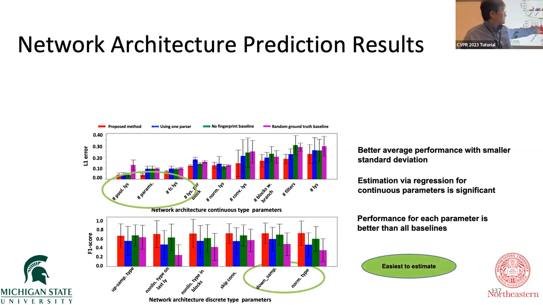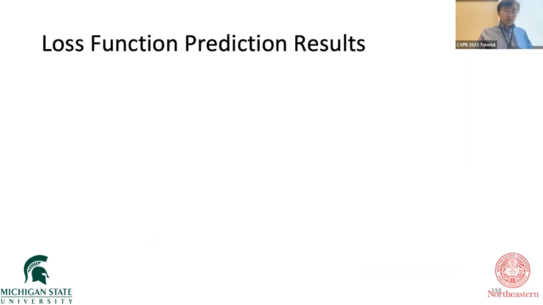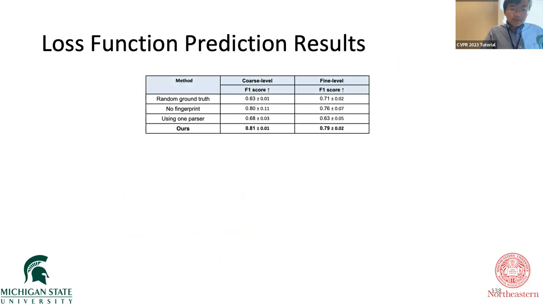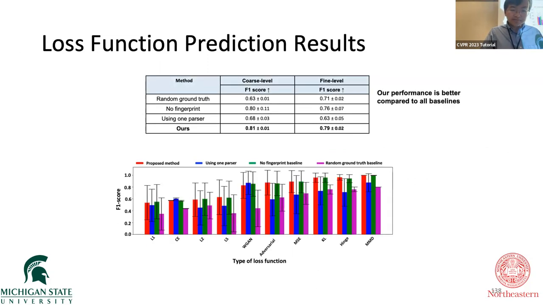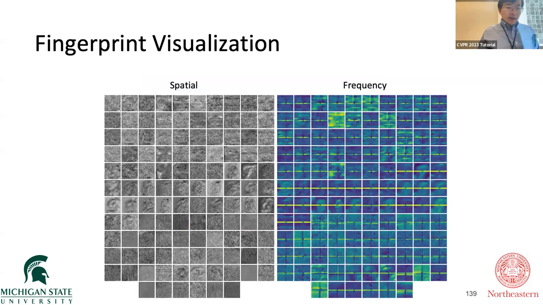Same thing. So these are relatively easy to estimate, while those are relatively hard to estimate. And these are numerical numbers. I don't think we have time to go through the details. Same thing with the loss functions. So we find that hinge loss and MMD loss are relatively easy to estimate. And for this F1 score, the higher, the better. Okay. All right. So this is the so-called fingerprint we're estimating for 116 different GMs.